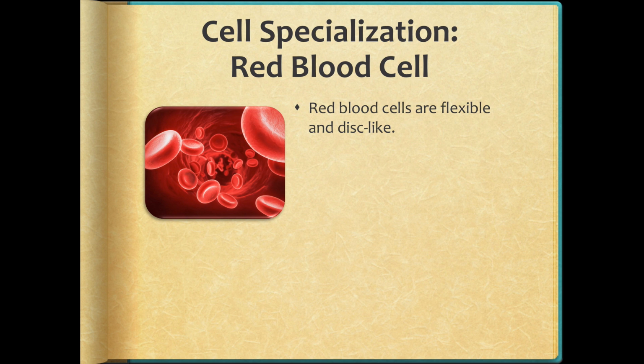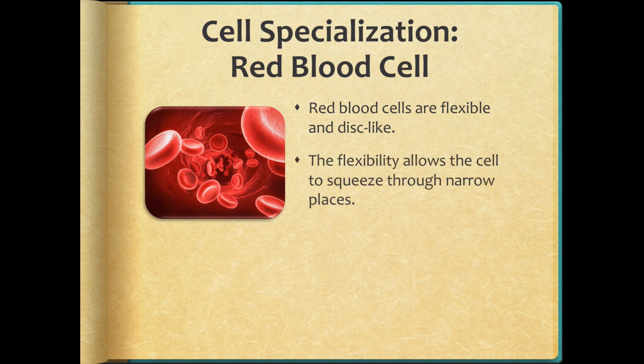The first one we're going to look at is red blood cells. These red blood cells are the ones that are in your blood, that are carrying your blood throughout your body. Red blood cells are flexible and they are disc-like, as you can see in this image. This flexibility allows the cells to squeeze through the narrow places, particularly where your blood veins are a little bit more thin compared to some of your others that are more wider, as you can see in your arm.